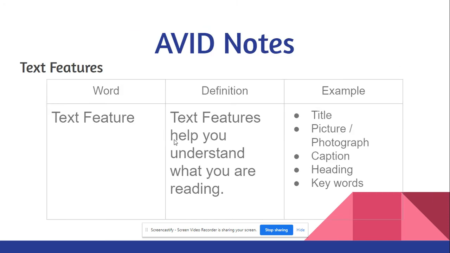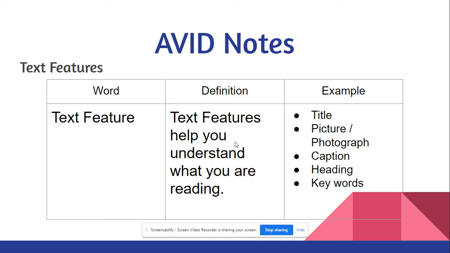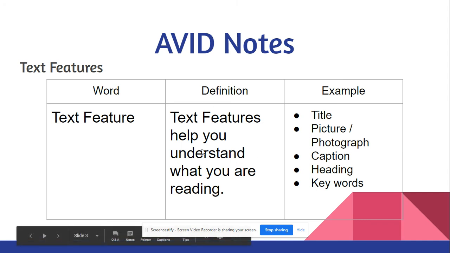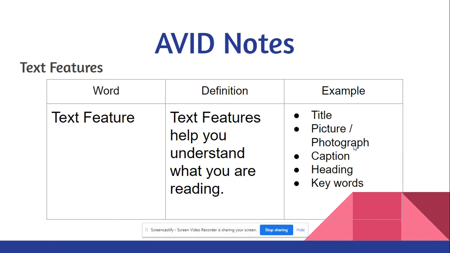So our AVID notes: text features help you understand what you are reading. Examples can be a title, a picture, or a photograph. That caption that goes along with the picture or the photograph. The heading that gives you the sections or the chunks of information that help separate, oh, this part's going to tell me about the fish's diet. This part's going to tell me about the fish's habitat. And if you look under that header, you know all the text underneath it is going to tell you about the diet. And then the other header about the habitat.